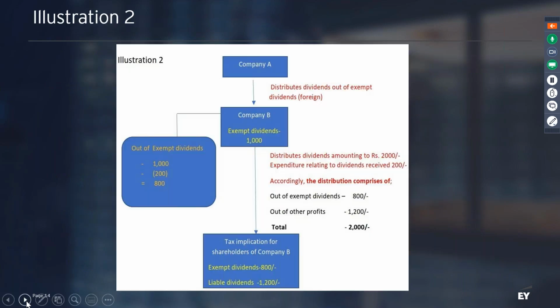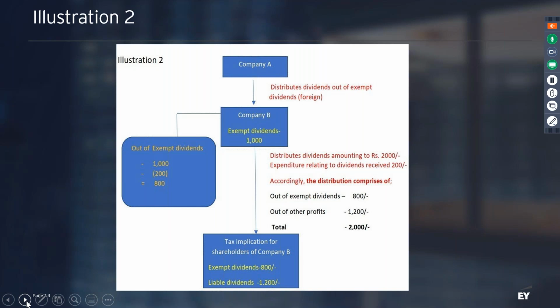Okay, so this is the next illustration. In this illustration, we have company A planning to distribute dividends out of the dividend received by them. But here the company is a non-resident company, so they distribute dividend out of the exempt dividend they receive. So again, as we discussed, in the books of company B, they record an income of ₹1,000, right?